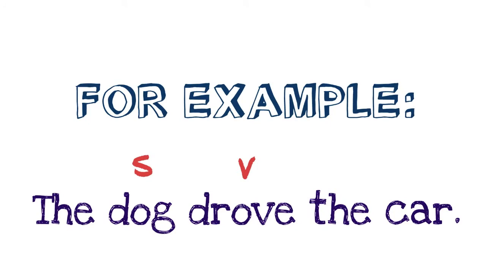Every complete sentence must have at least a subject and a verb. For example, this sentence has a subject and a verb. The dog drove the car. The sentence has an action and a thing performing the action. The action is drove, and the thing performing the action is dog.